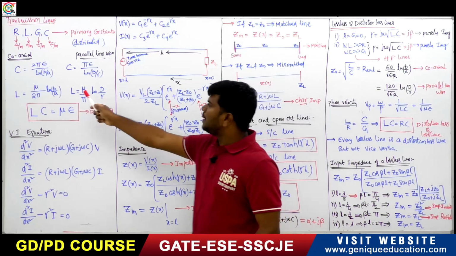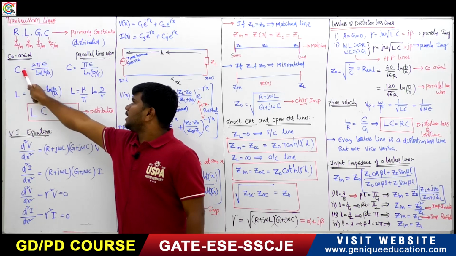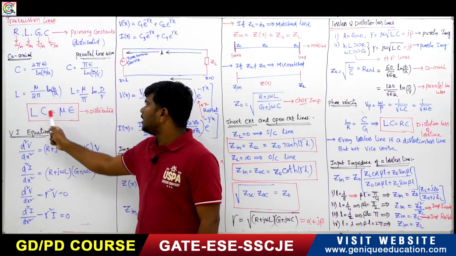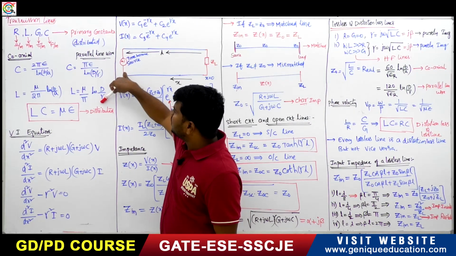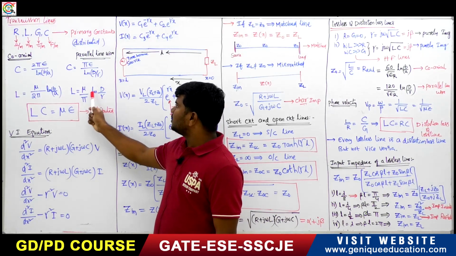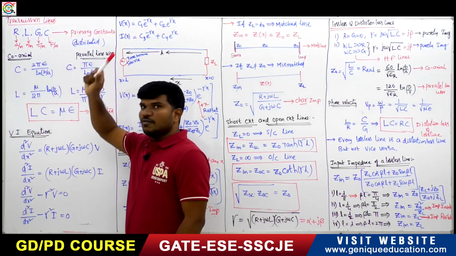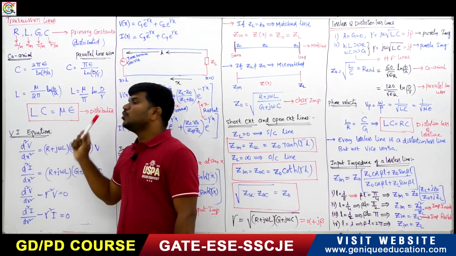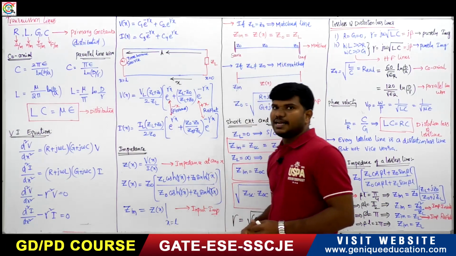So now if you multiply this one and this one, L into C, what happens? 2 pi will get cancelled, ln B by A will get cancelled, finally you will get mu epsilon. Or otherwise, if you multiply this one and this one, again you will get mu epsilon only. ln D by R will get cancelled, pi will get cancelled, mu into epsilon will be there. So that means for any line, if you multiply distributed L into distributed C, you will get mu into epsilon. Okay, so this is a very important parameter.